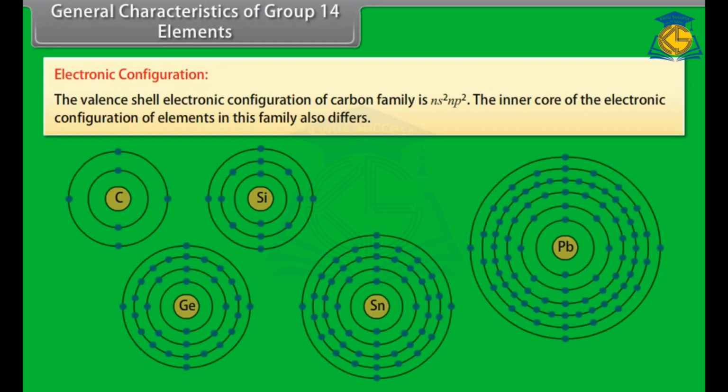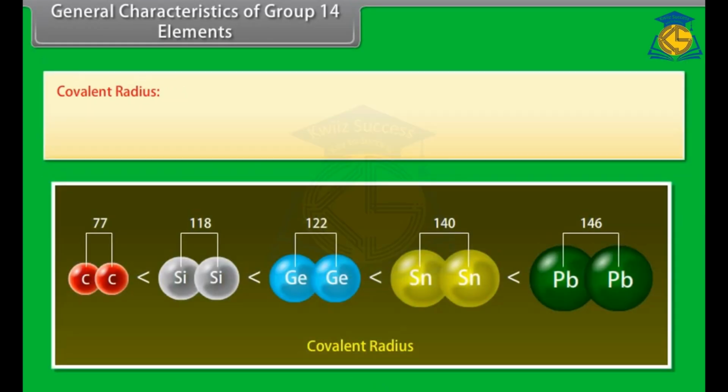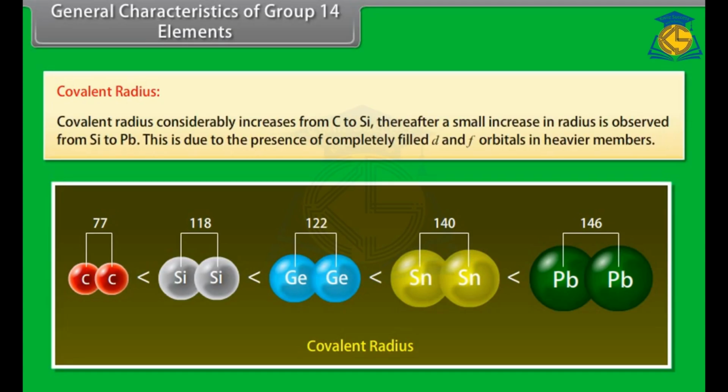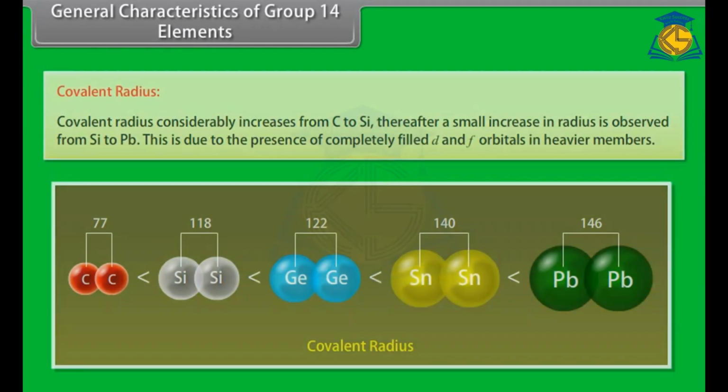General characteristics of Group 14 elements. Electronic configuration. The valence shell electronic configuration of the carbon family is ns2np2. The inner core of the electronic configuration of elements in this family also differs. Covalent radius. Covalent radius considerably increases from carbon to silicon. Thereafter, a small increase in radius is observed from silicon to lead. This is due to the presence of completely filled d and f orbitals in heavier members.